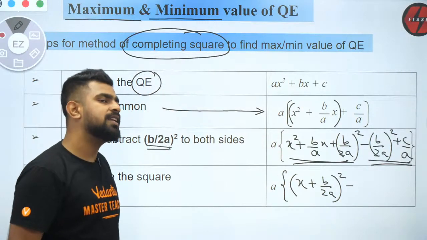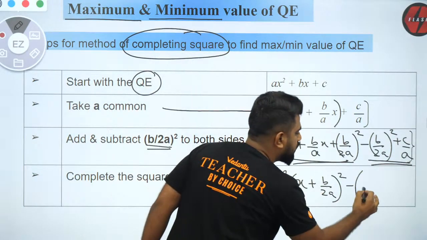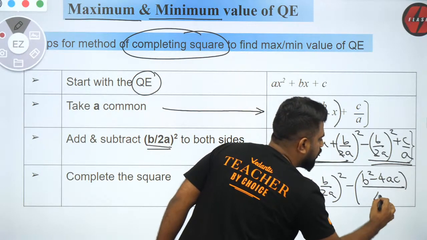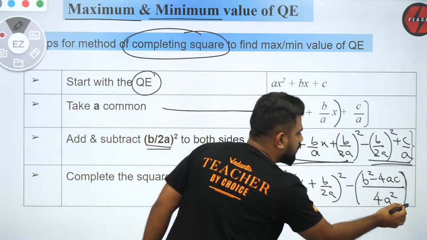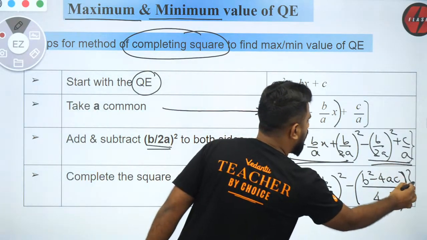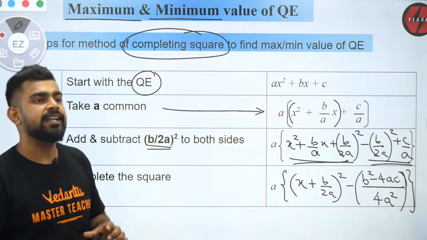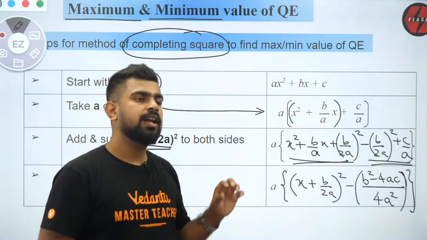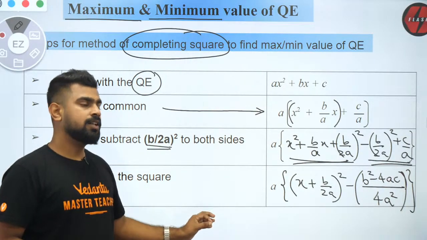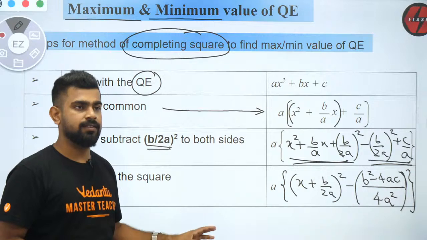Can you guys think about it and tell me? Don't you think you will get b square minus 4ac by 4a square? Check it and tell me, guys. I want all of you to check it and tell me whether it is right or wrong. Everybody? Isn't that awesome? This is a very powerful way.